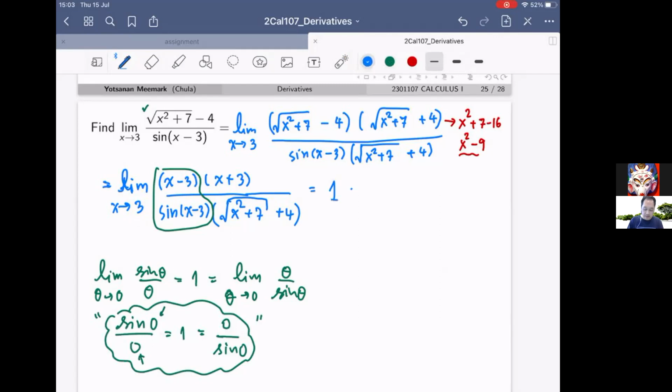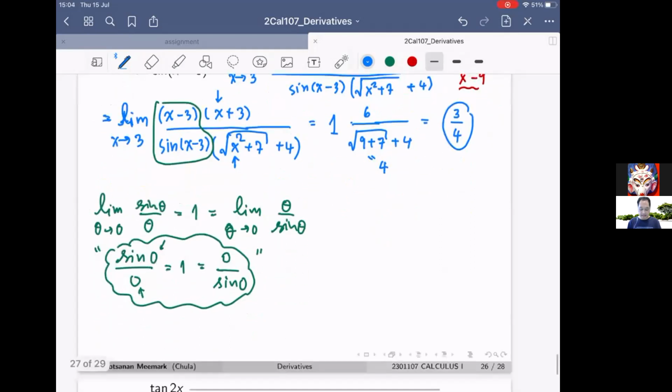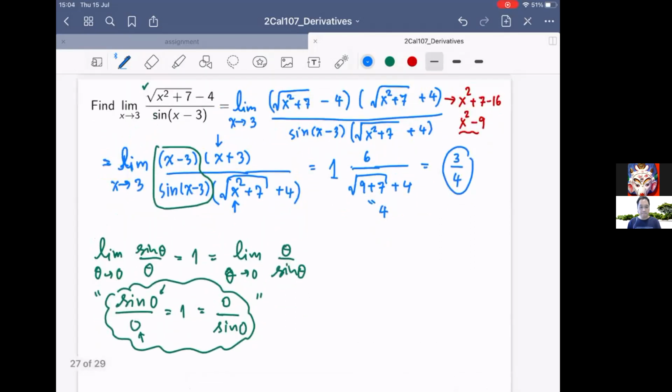And then as x goes to 3, this is 6 over, as x goes to 3, you have a square root of 9 plus 7, and then plus 4. And 9 with 7 will be 16, so you have 4 again. So you got 6 over 8, which is 3 over 4, right? So here's the limit of that one with the sine. Are we good?